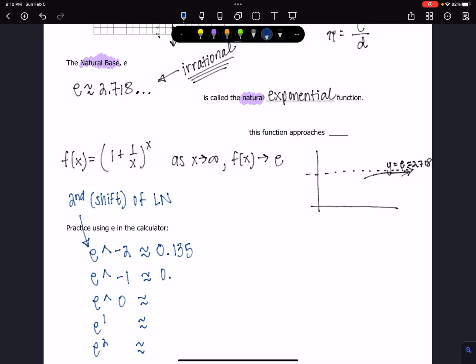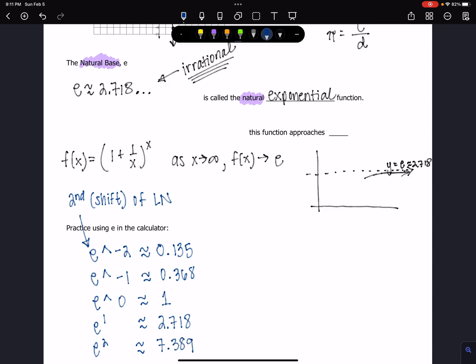So e to the negative 1 is 0.368. E to the 0 power is 1, because any base raised to the 0 power is 1. E to the first power would be the value of e, which is about 2.718. And then e squared is 7.389-ish.